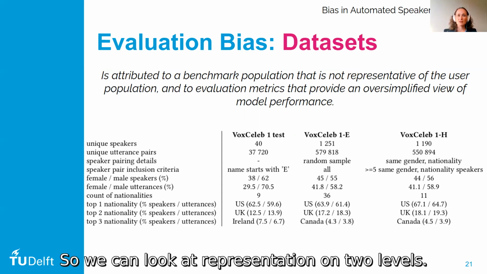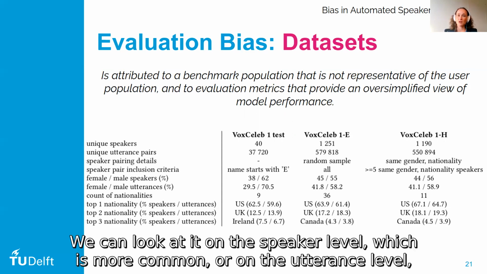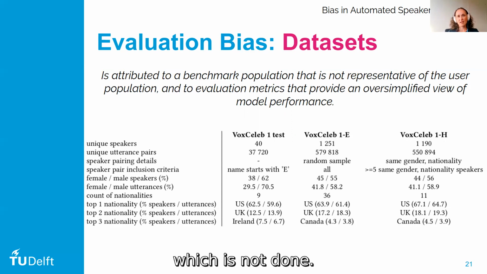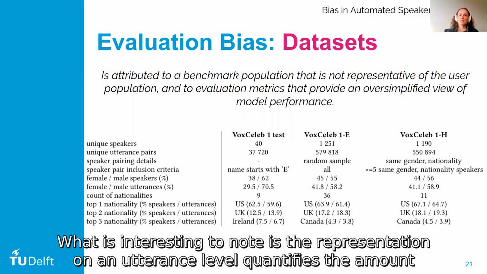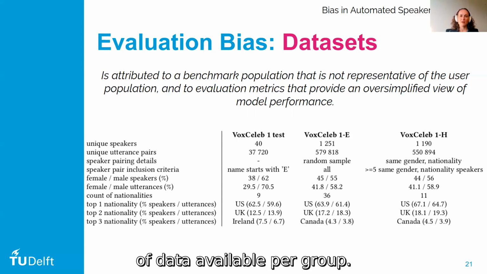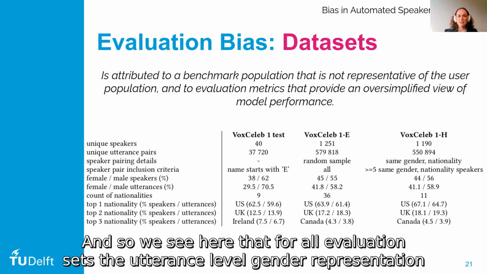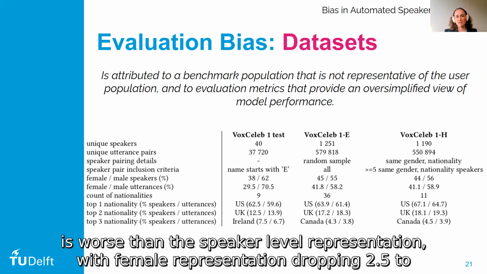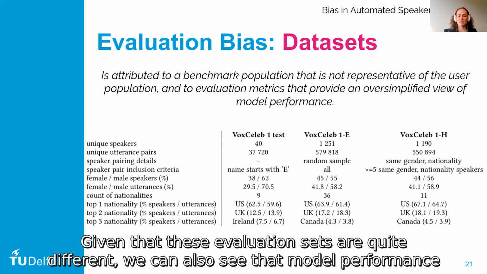So we can look at representation on 2 levels. We can look at it on the speaker level, which is more common, or on the utterance level, which is not done. What is interesting to note is the representation on an utterance level quantifies the amount of data available per group. So not just who's included, but how much data for everybody that's been included. And so we see here that for all evaluation sets, the utterance level gender representation is worse than the speaker level representation, with female representation dropping 2.5 to 8.5 percentage points.